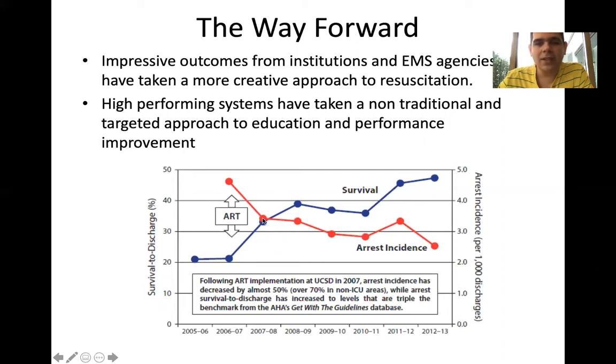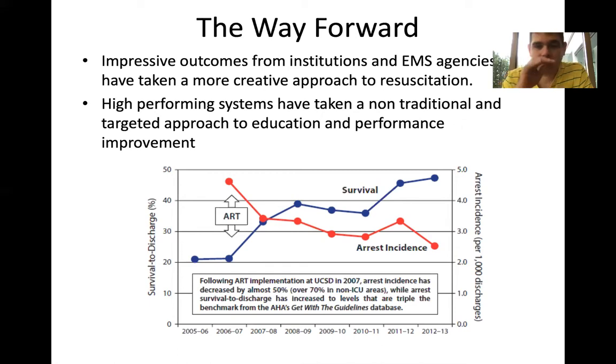And from here, you can see this is an example of one of the many hospitals in the United States that have implemented ART. And you'll see that in 2007, when ART was implemented, the arrest incidence dropped and the survival increased. So this is what we want to see in our hospital.